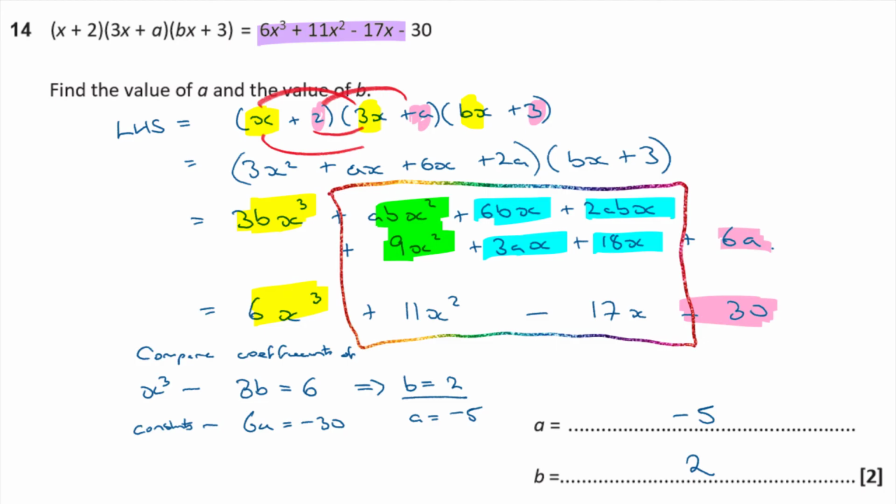I've kind of done it long. It's only worth 2 marks, but hopefully you can see why it is what it is, and decide whether or not you want to do a full method or just focus in on the x cubed term or the constant term, and do it a bit faster.